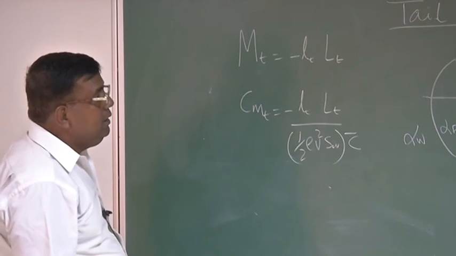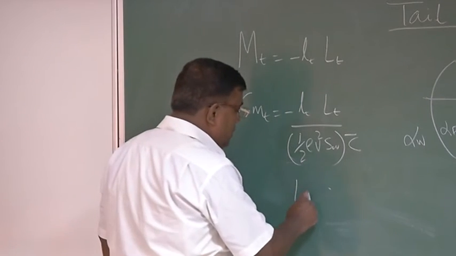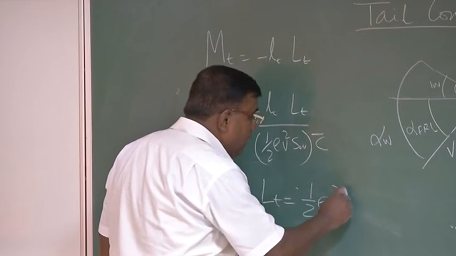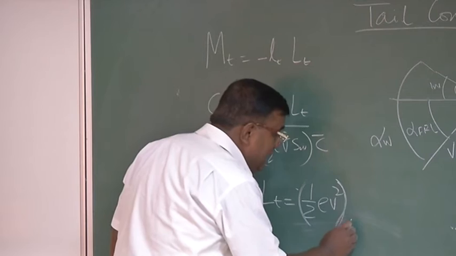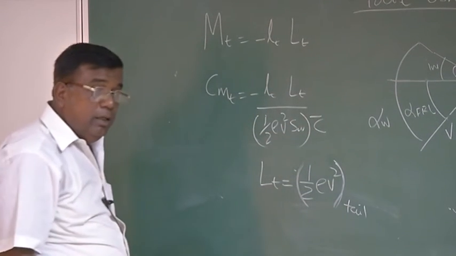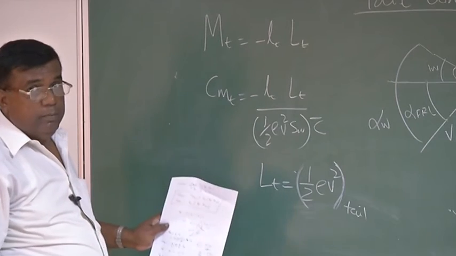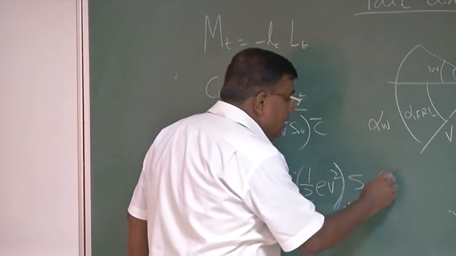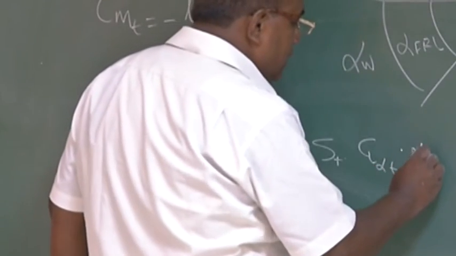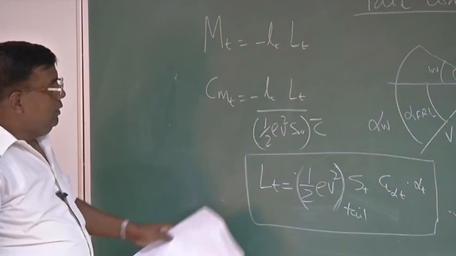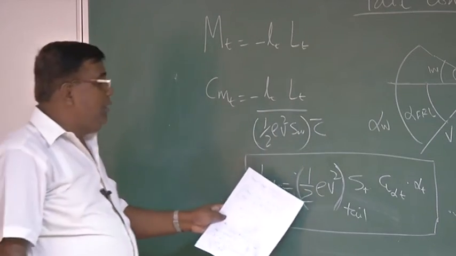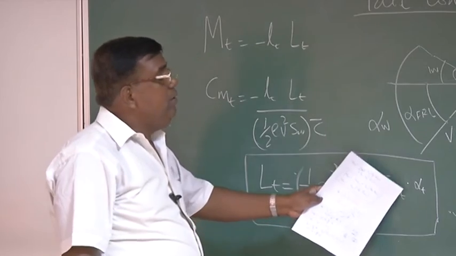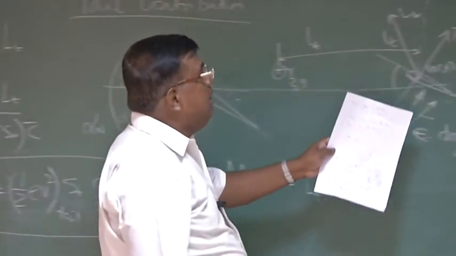And what will be my LT? Lift at the tail will be what? That will be half rho V square. This is important. At tail, dynamic pressure at tail, which will not be same as dynamic pressure free stream. So I'm telling you, lift will depend upon the local condition. Into S tail, into CL alpha tail, into alpha tail, right? This is clear? Lift at the tail will depend upon the dynamic pressure at the tail, which is half rho V square tail, into S tail, into CL alpha tail, into alpha tail. And alpha tail, you know, is nothing but this expression.